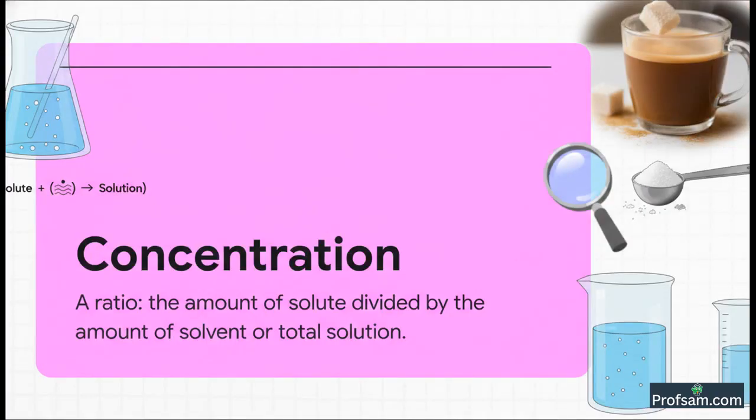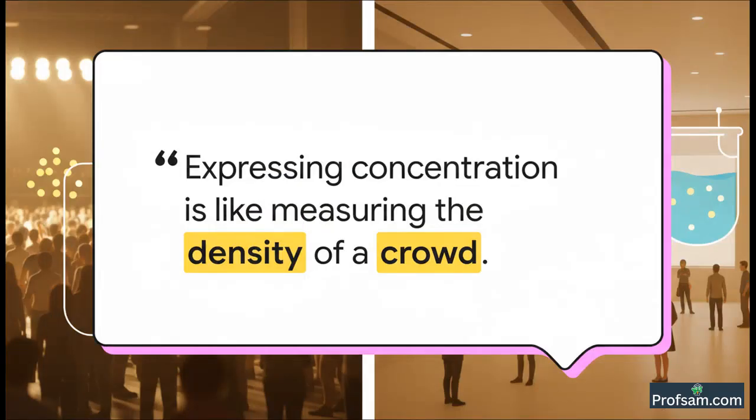At the most simple level, concentration is just a ratio. It tells us how much solute, that is, the substance being dissolved, is present in a certain amount of the solvent, or in the total solution. It's a very simple idea, really, just the amount of stuff in a certain amount of space. Now, here's a wonderful analogy to help you remember this.